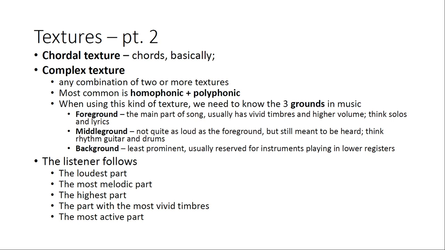So basically, what I'm trying to say is that you need to be careful what each instrument does, because while having a good foreground, middle ground, and background is ideal, you need to make sure that the middle ground does not overshadow the foreground, so to speak. The background is almost impossible to do that. I mean, it's cool to have bits and pieces of cool melody lines in the middle ground and background. You just need to make sure that they're not louder or more melodic or higher or more vivid than what is meant to be the main part of a song.